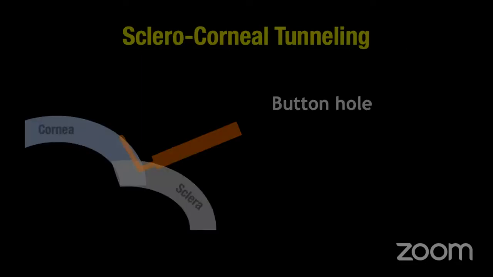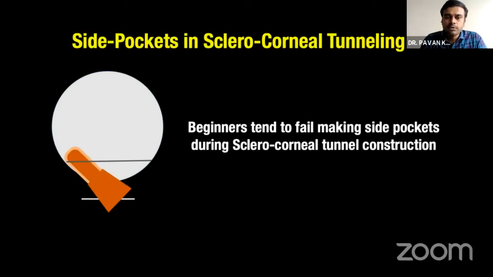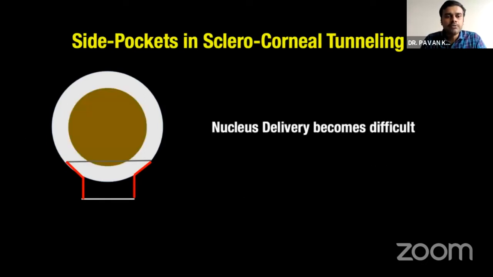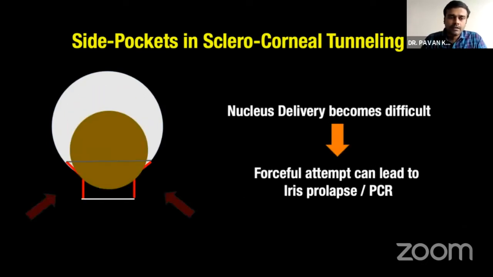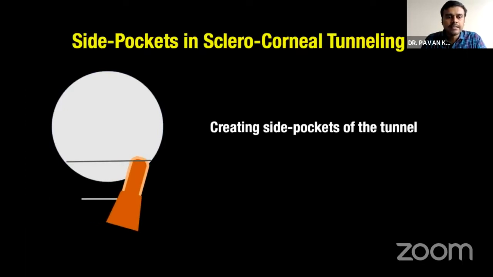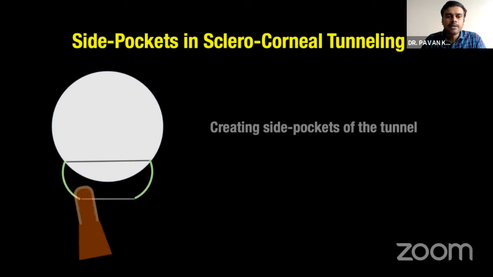Similarly, beginners tend to fail at making side pockets. The importance of the side pocket is not understood because they make an inner dissection and outer dissection, but they don't dissect pockets. That will lead to a bottleneck configuration instead of a trapezoid configuration, making nucleus delivery difficult. So by making a pocket, we can make them understand through this animation that by doing a side pocket, the nucleus delivery becomes smoother.